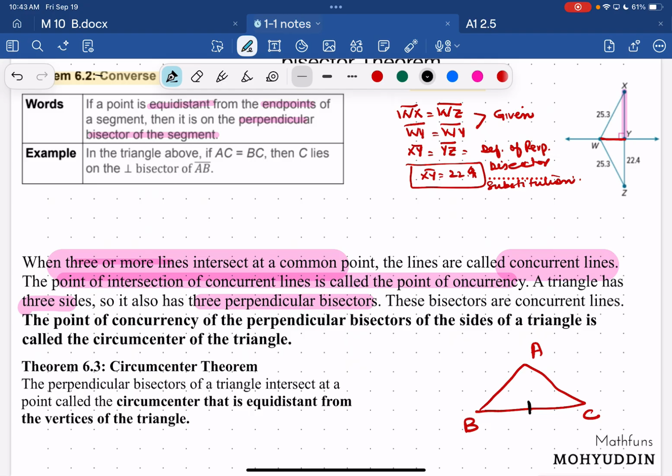One would be between BC. I'm going to name it as D. One perpendicular bisector would be between AC. I'm going to name it as E. And one perpendicular bisector would be between AB. I'm going to name it as F. All these perpendicular bisectors, they will meet at a point, and we call this point the point of concurrency. We call it circumcenter.